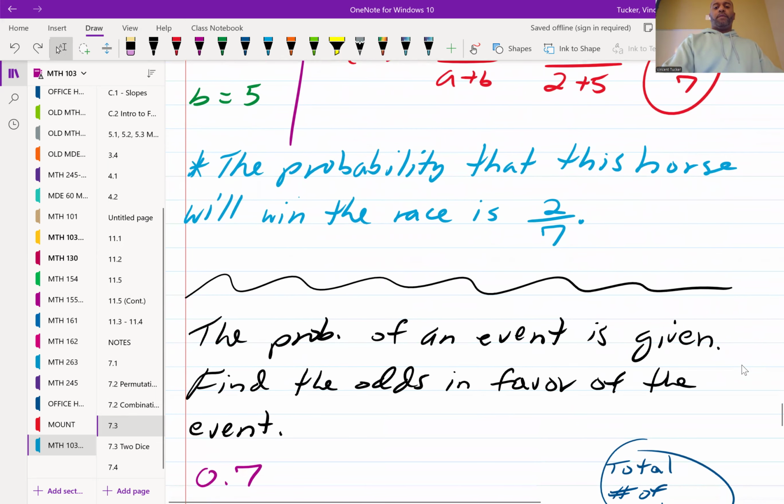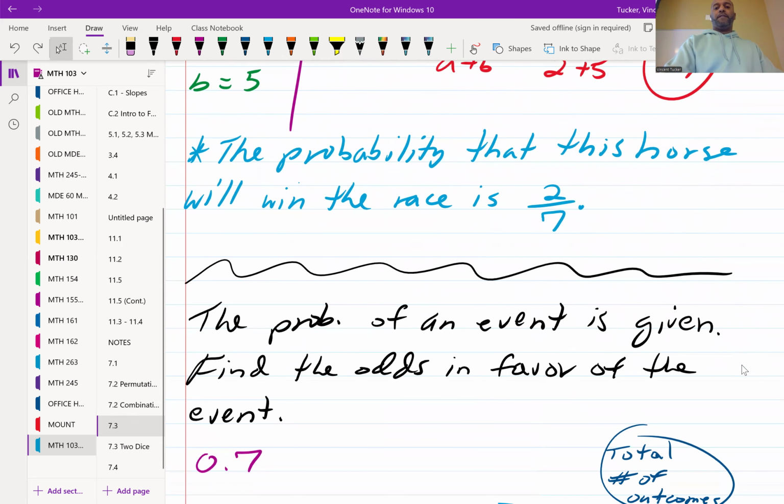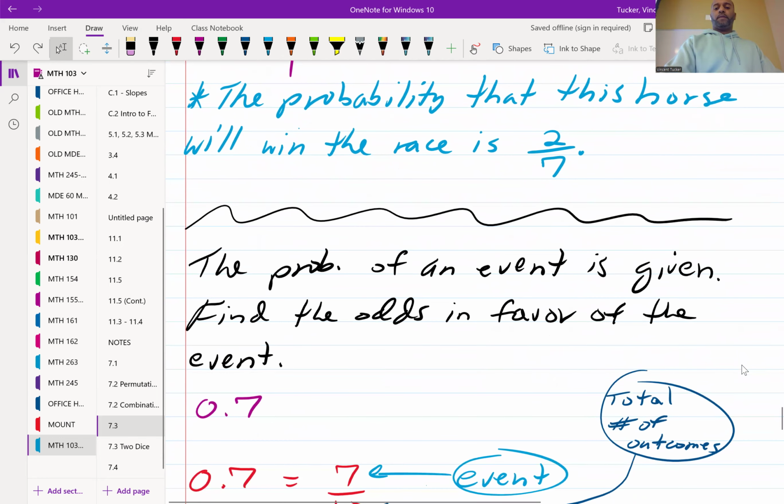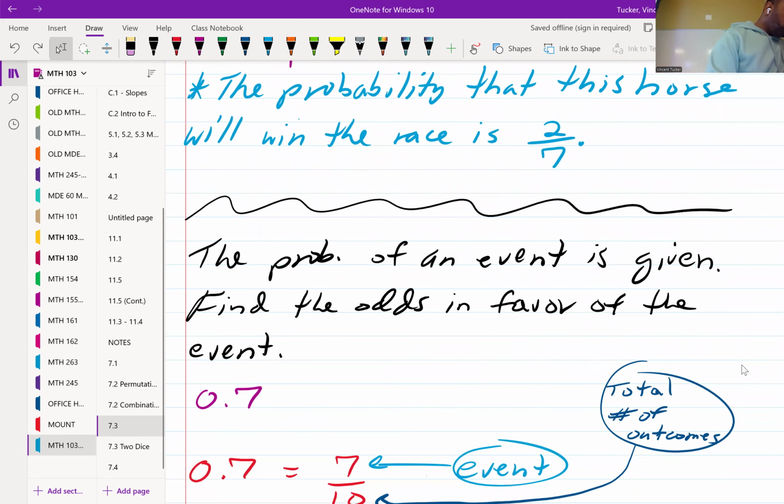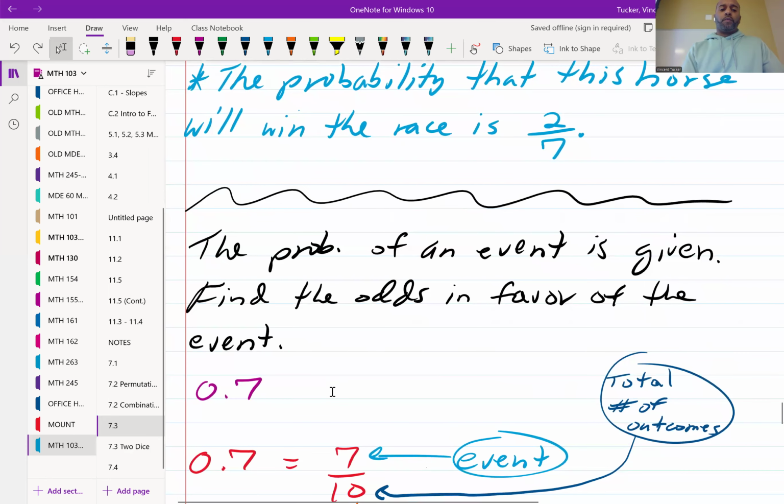So the probability of an event is given. Find the odds in favor of that event. All right, so they give us 0.7. First thing we'll do is convert it to a fraction so we can relate it to what we just finished talking about.